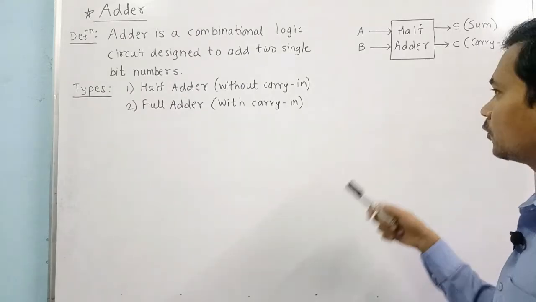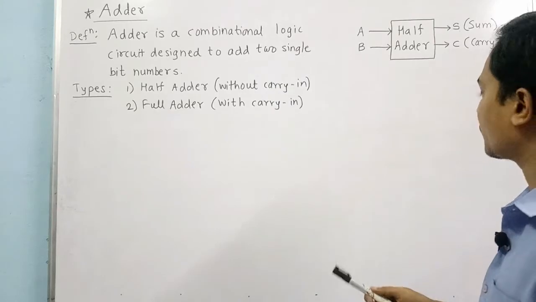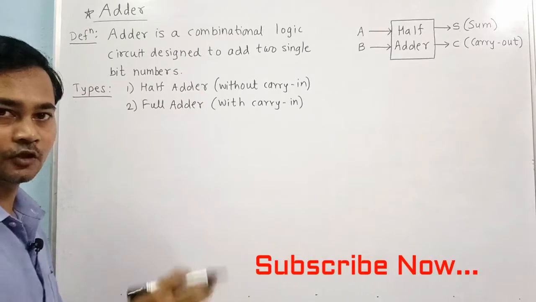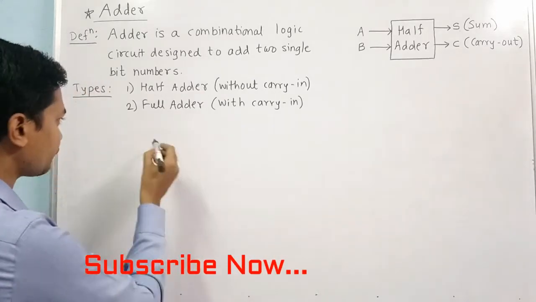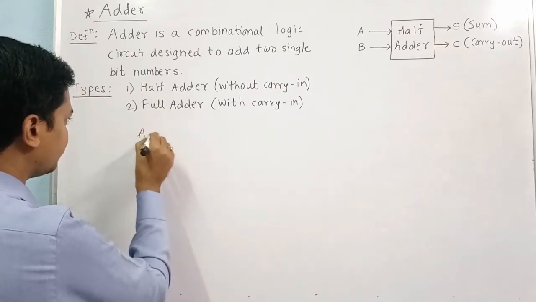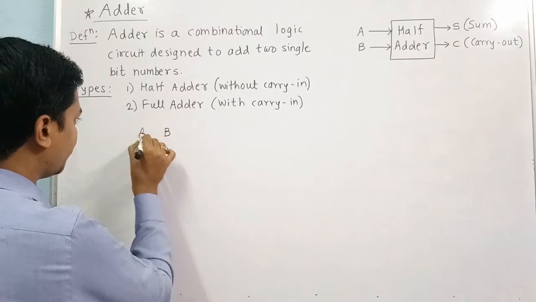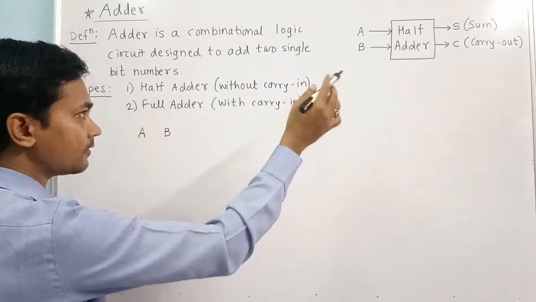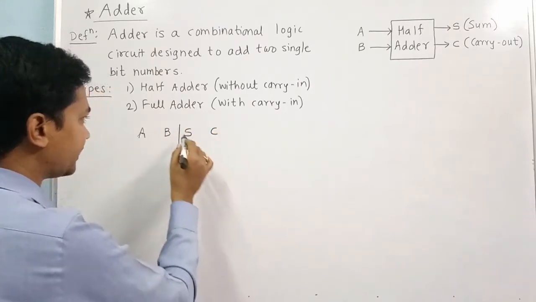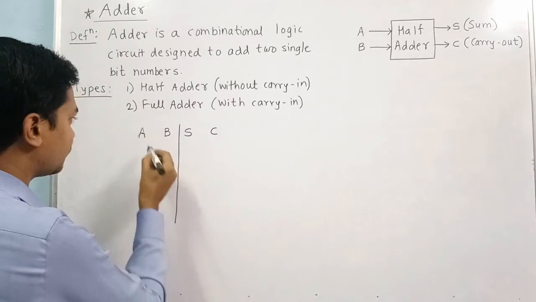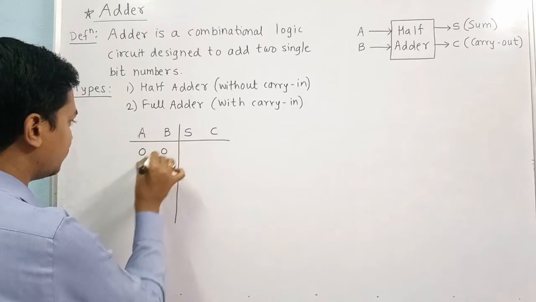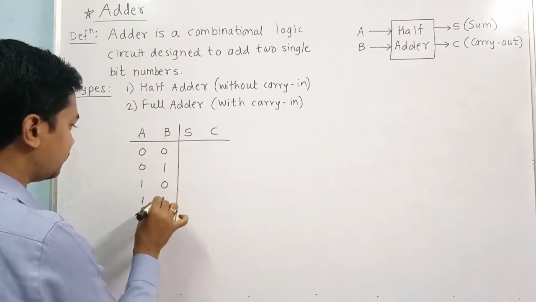So let us see how to implement the half adder circuit. To start, let us begin with the truth table of the half adder. We have the 2 inputs, A and B. A and B are the input bits, and the output bits are sum and carry. I will write S and C for sum and carry. The 2 bits make 4 combinations, so we write here 4 combinations: 0 0, 0 1, 1 0 and 1 1.